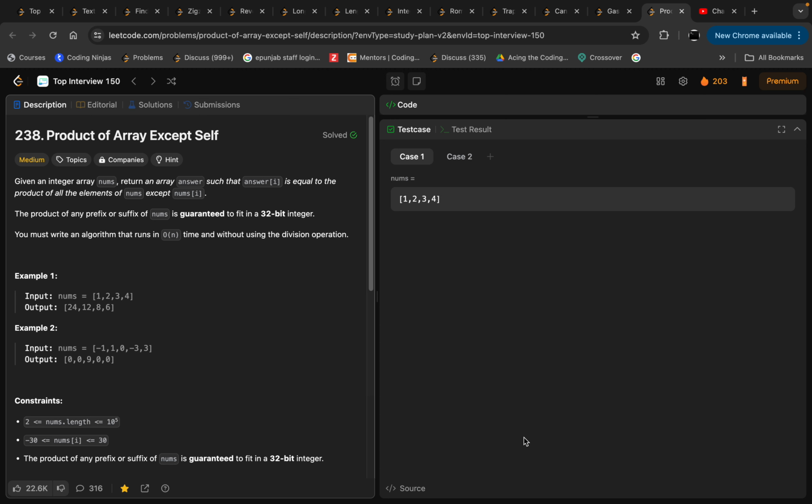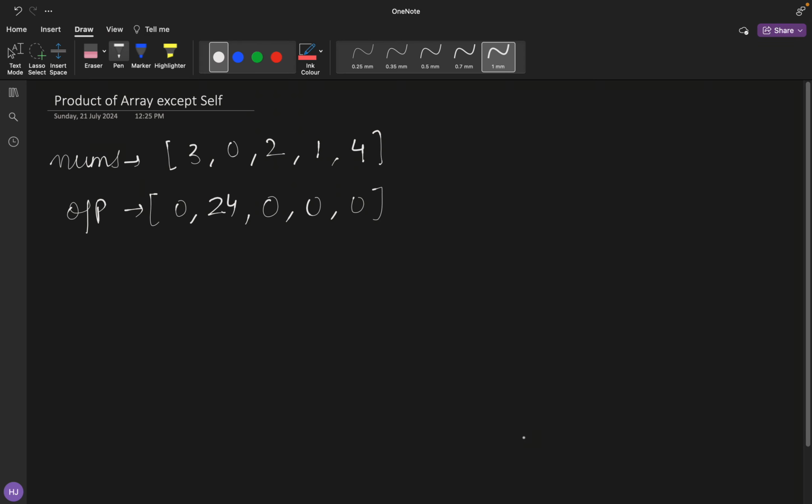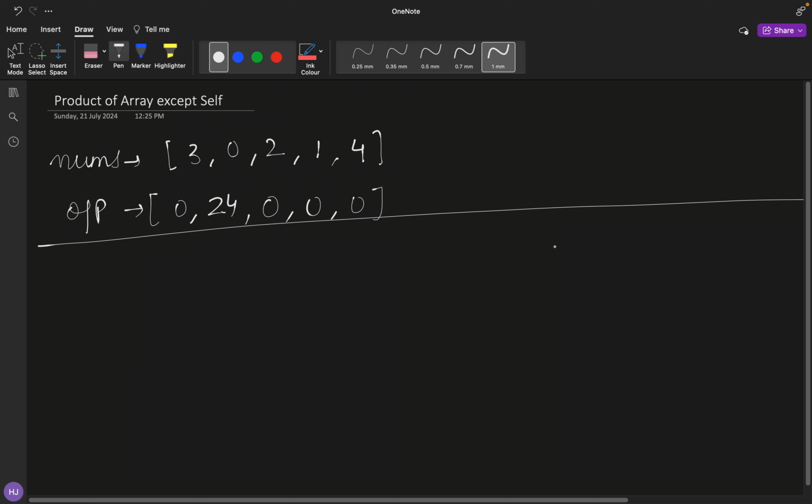Okay, fair enough. So let's get started with the question. We are already given that we have to find the product of array except self. So what does it mean? Suppose I have this array: 3, 0, 2, 1 and 4, and now let's find out the product of this array. The total product of this array comes out to be 0, and now let's divide each and every element.